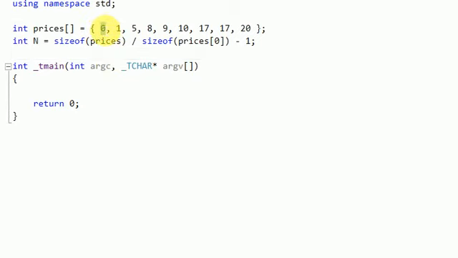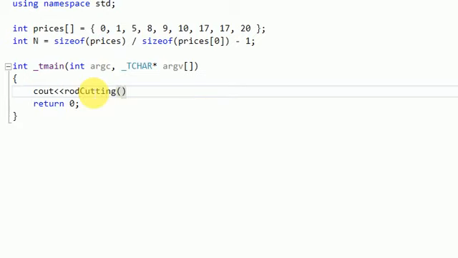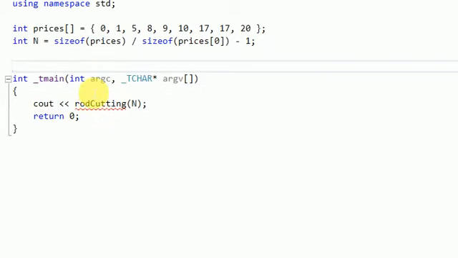Okay, so 0 rupees, and the length of the rod will be size of prices minus 1. As we are ignoring the 0th index, n is equal to prices size minus 1, so n will be 8. Now let's write the recursive program for this. Rod cutting of n is 8. We are just ignoring the 0th index.